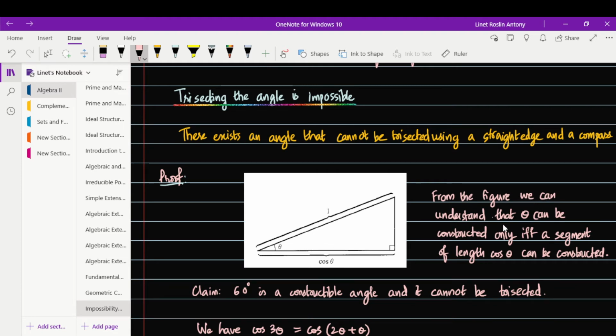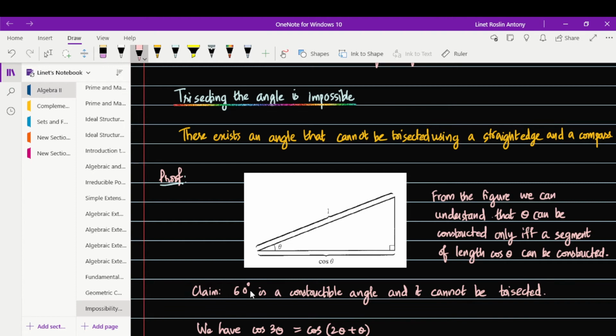In this figure we can understand that the angle theta can be constructed if and only if the segment lying here can be constructed. If this is theta, we know that this is cos theta. What is the length of that line segment? That is cos theta. So we can say that theta can be constructed if and only if a line segment of length cos theta can be constructed. That is our hint while moving into the proof.